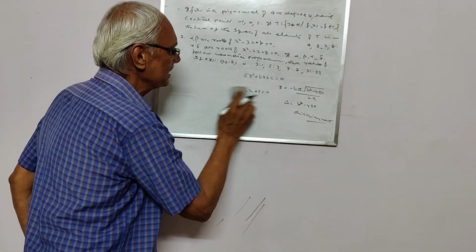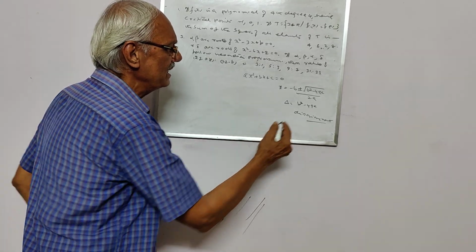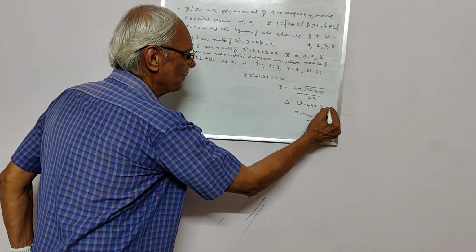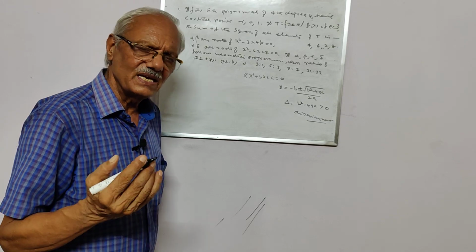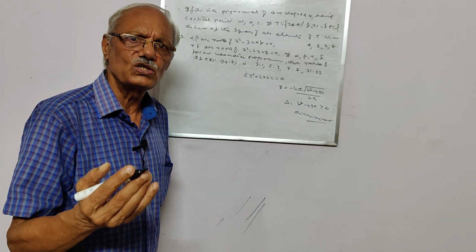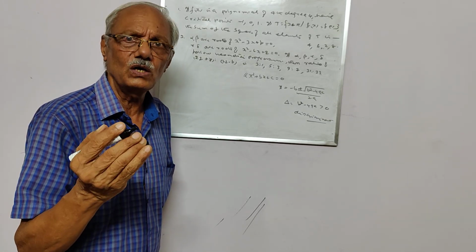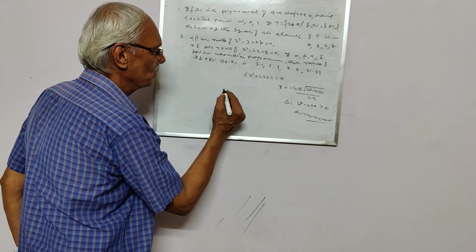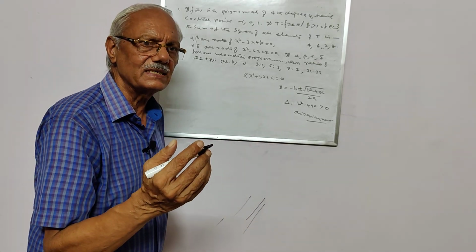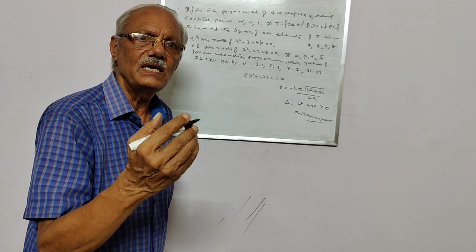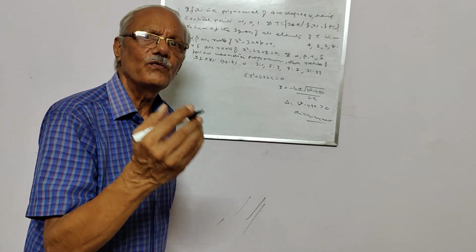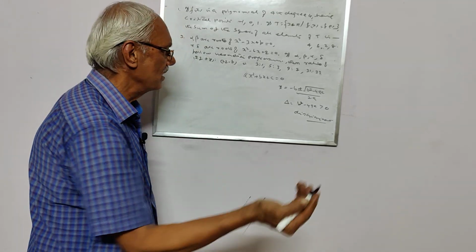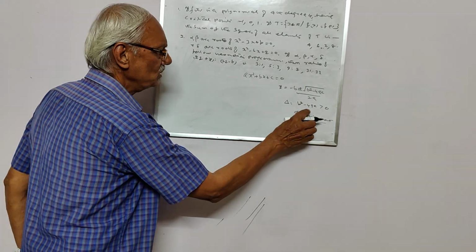Then the next case is if the discriminant is positive. That means, if it is greater than 0, the roots are real. Real in the sense that they can be any real number. For example, I will give you this.